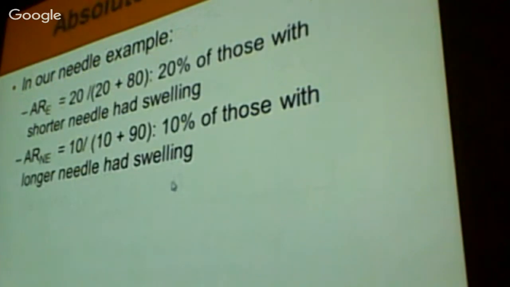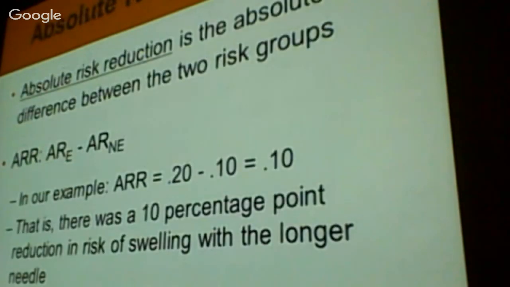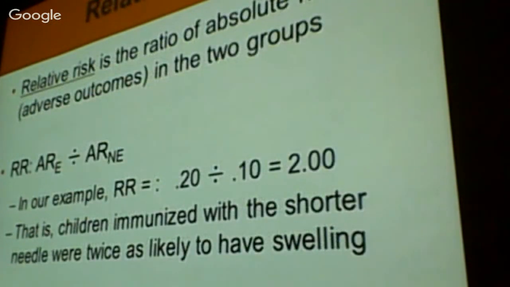Straightforward. Okay, 20%, 10%. Now, we have something called the absolute risk reduction. And this is the difference between the absolute risk in the exposure group and the absolute risk in the unexposed group. This is the risk in the small needle and the risk in my large needle, 20%, 10%. And the difference is 10%. So in other words, there's a 10 percentage point reduction in the risk of swelling in the longer needle. Okay, so in this case, the longer needle appears to be a better option because there's a lesser risk of swelling.